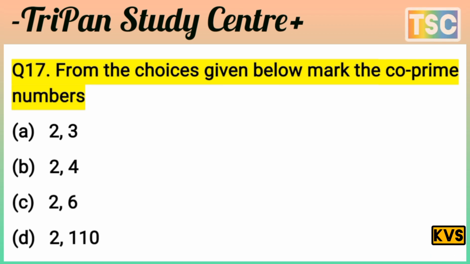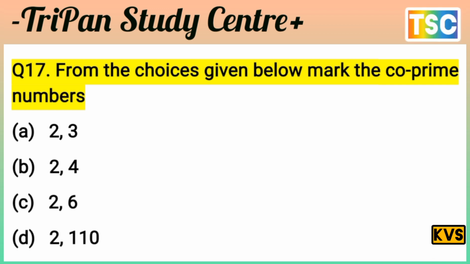Next question. From the choices given below, mark the co-prime numbers. That's a clear question. Option A is 2 and 3. B is 2 and 4. C is 2 and 6. And D is 2 and 110. That's important here.